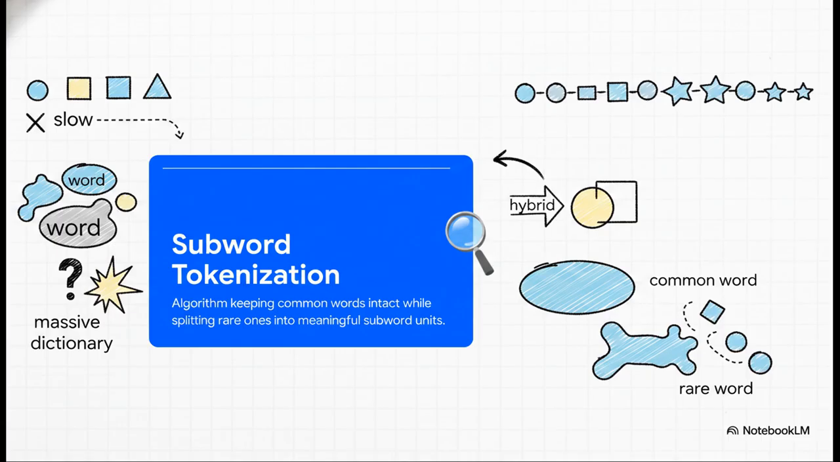Highly frequent words remain completely intact as single atomic tokens. But rare or complex words, they get systematically decomposed into smaller, meaningful subword pieces. For example, a rare word might be dynamically split into its root and suffix. This is a total game changer because it perfectly balances a compact, memory-efficient vocabulary with an infinitely expandable linguistic space. And that is absolutely crucial for complex, agglutinative languages where giant words are formed just by stringing smaller words together.